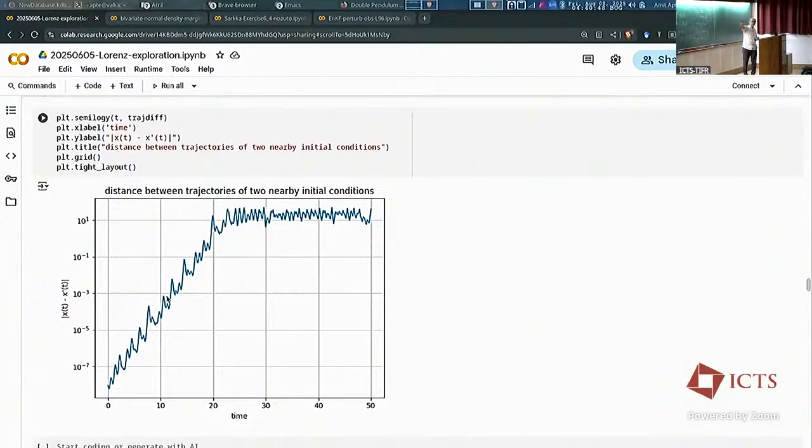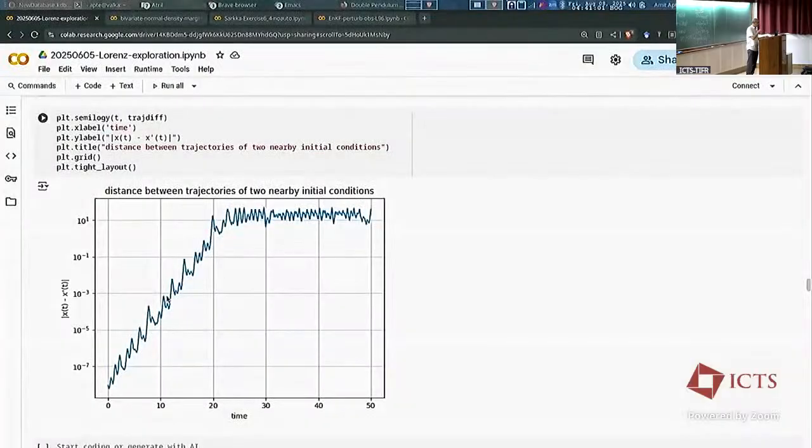And for this, the time here is dimensionless. These are just dynamical systems which do not have any physical units associated to them. Okay, so this was the illustration.